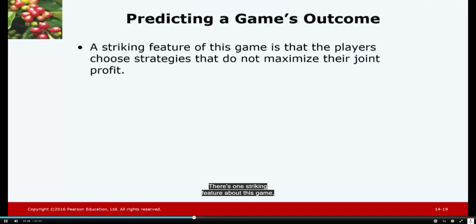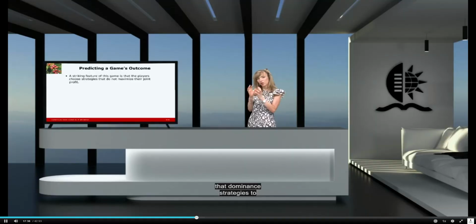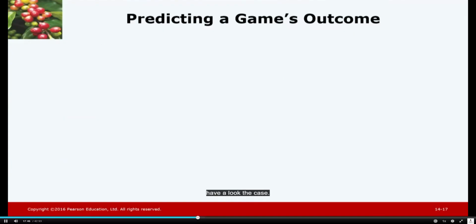There's one striking feature about this game, and I don't know if you noticed it from that table, is that even though both firms are in a Nash equilibrium, they're following their dominant strategy, and that dominant strategy is to each produce a high output. They're actually not doing the best they can. They're actually not maximizing their joint profits. Let's go back to that table and have a look.